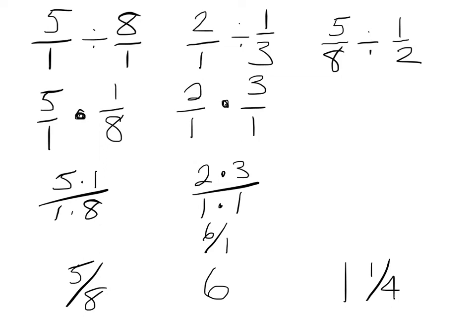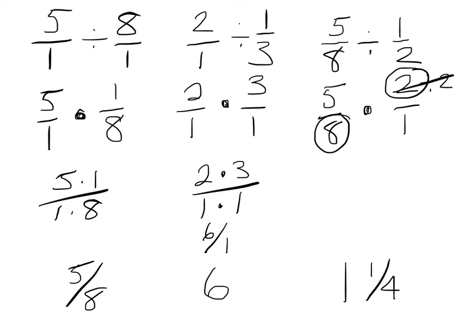And then finally, we have 5/8. We're going to change to multiplication, and we're going to multiply by the reciprocal. So we have 5/8 times 2/1. And because we're multiplying fractions, we're going to look for that opportunity to simplify before we multiply. And we notice that 2 is a common factor between the 2 in the numerator and the 8 in the denominator. So we're going to divide by 2 to get 1.